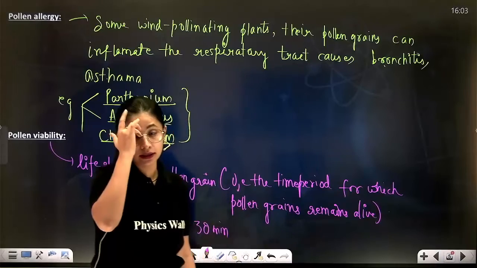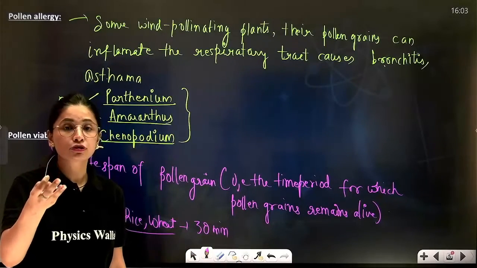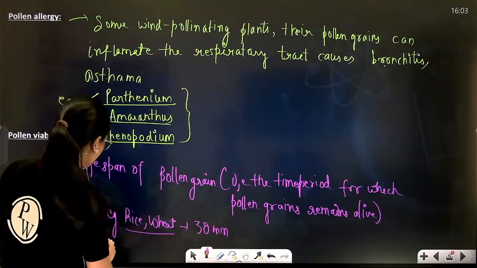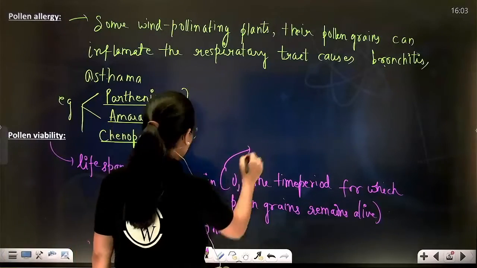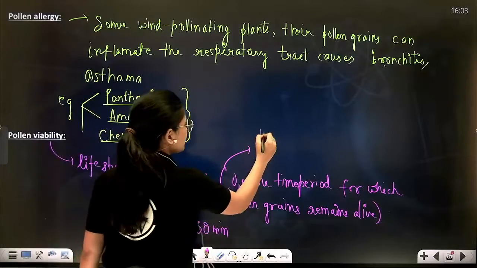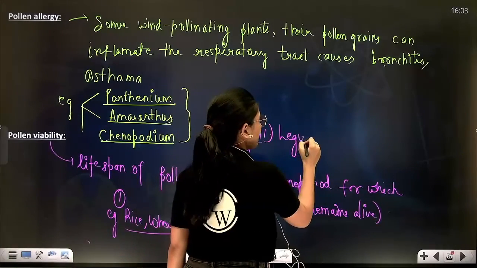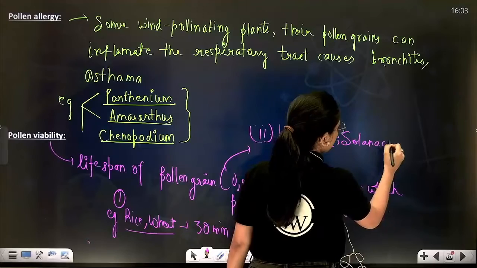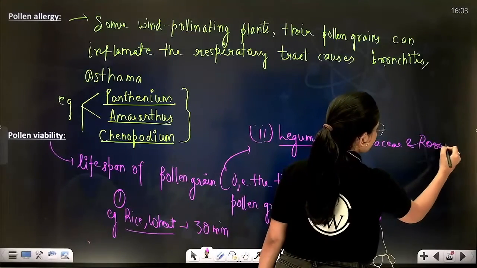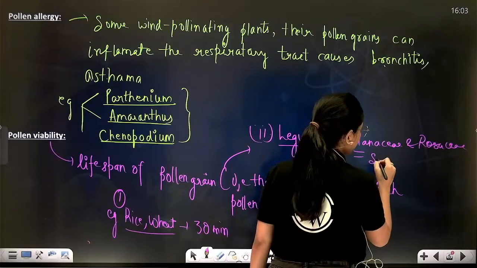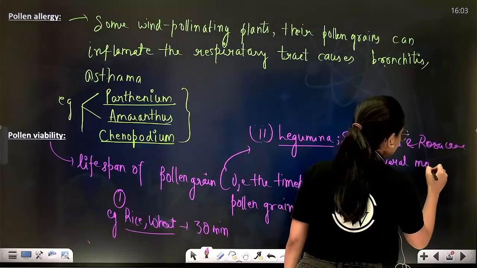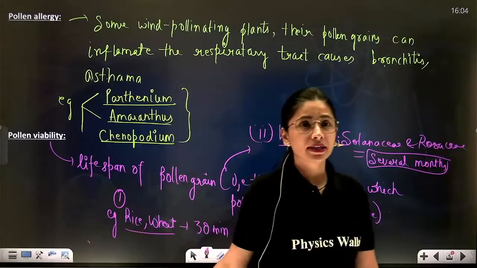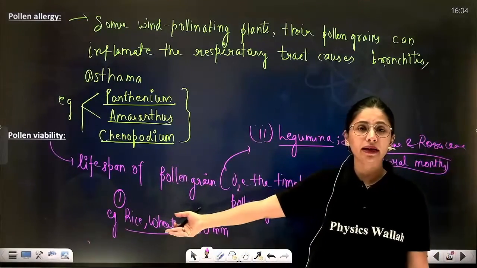Similarly, the pollen grains of members of the families Leguminosae, Solanaceae and Rosaceae are viable for several months. Here I am writing the other example. This is example number 1, this is example number 2. Members of family Leguminosae, Solanaceae and Rosaceae, their pollen grains are viable for several months. Correct? Will you remember these two statements? Pollen allergy and pollen viability, very, very important.